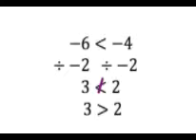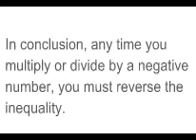Okay, let's try this with dividing by a negative number. To start off with, negative 6 is less than negative 4. Yes, that is true. All right, so instead of multiplication this time we'll use division. Divide both sides by negative 2, and we get 3 is less than 2. But 3 is not less than 2, so we have to reverse the inequality. So it reads 3 is greater than 2. Okay, in conclusion, anytime you multiply or divide by a negative number, you must reverse the inequality.